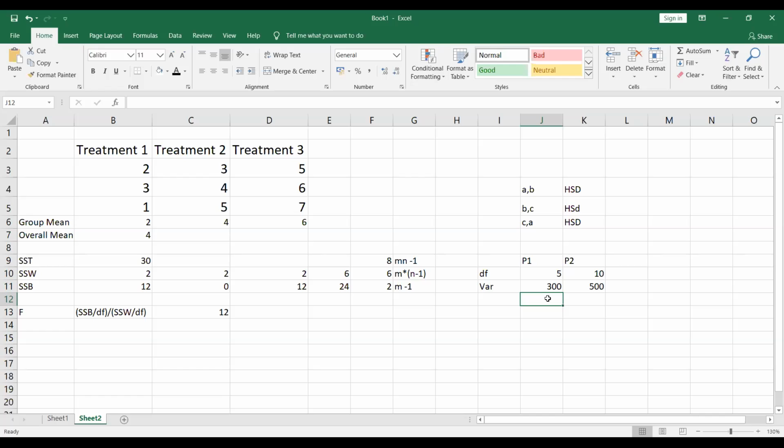Because degree of freedom you can think of as the source of variability, right? So what I will do is find out the variability for unit degree of freedom, or when the degree of freedom is 1. I will get a value of 60 here, and a value of 50 there. Now I can say that P1 has more variability than P2, right? That is the reason you actually divide by degree of freedom.